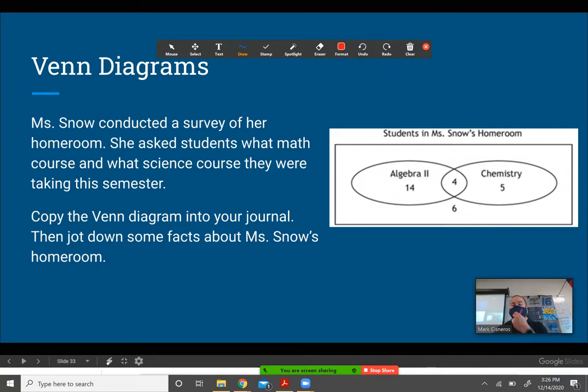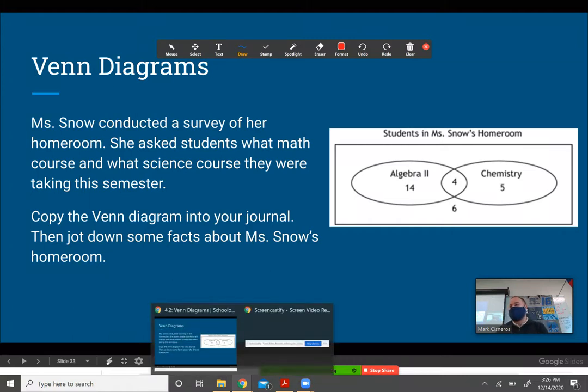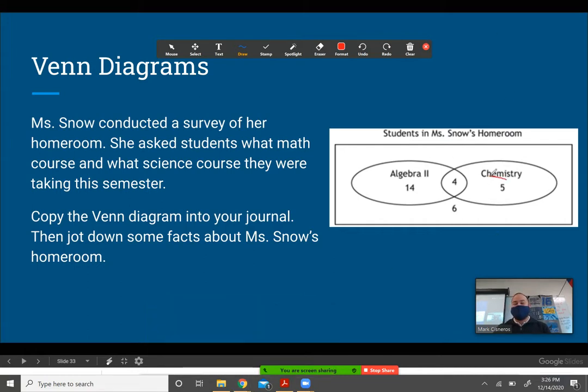How many students take Chemistry? What do y'all think? 9. Why is Jill correct? Because both of these take Chemistry, so we have to add the middle to the ones on the side in order for that answer to be correct. Now let me rephrase my question. How many students take Chemistry and not Algebra 2? That's 5. So that's where the 5 comes in. Be careful on the way the question is worded when you're doing these types of problems.